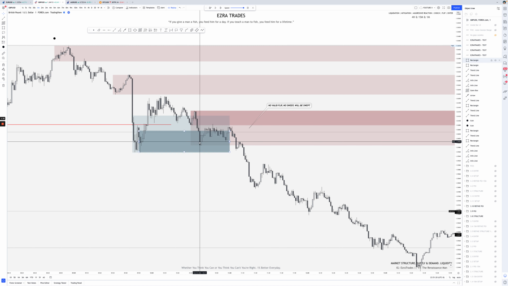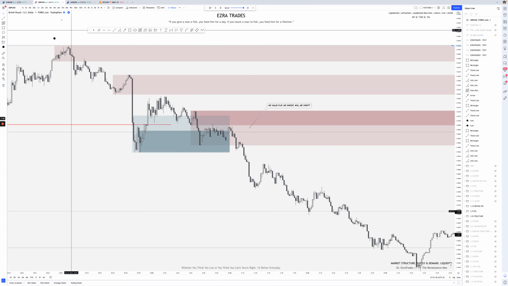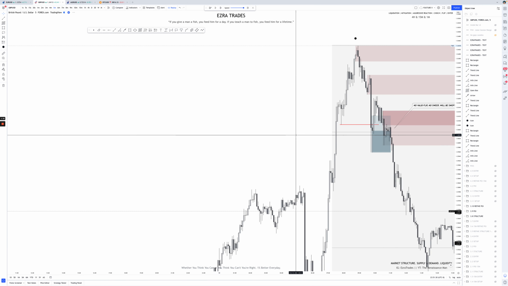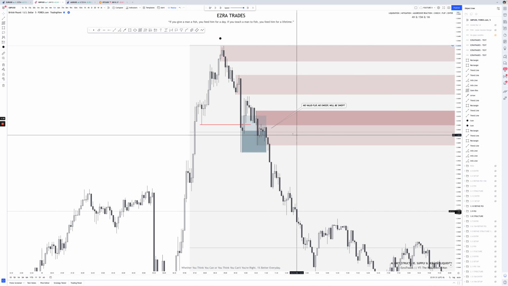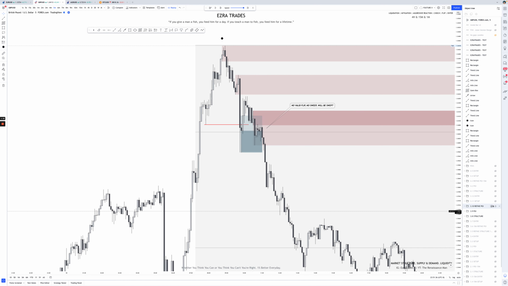We tapped into this area. The demand was weak, did not give us a strong reaction. Price rolled over and then broke structure. So this is a very clean POI on the 1 minute. On the 5 minute, we can see that it doesn't look like a sweep, but on the 1 minute it is. Let's look at the setup on here.